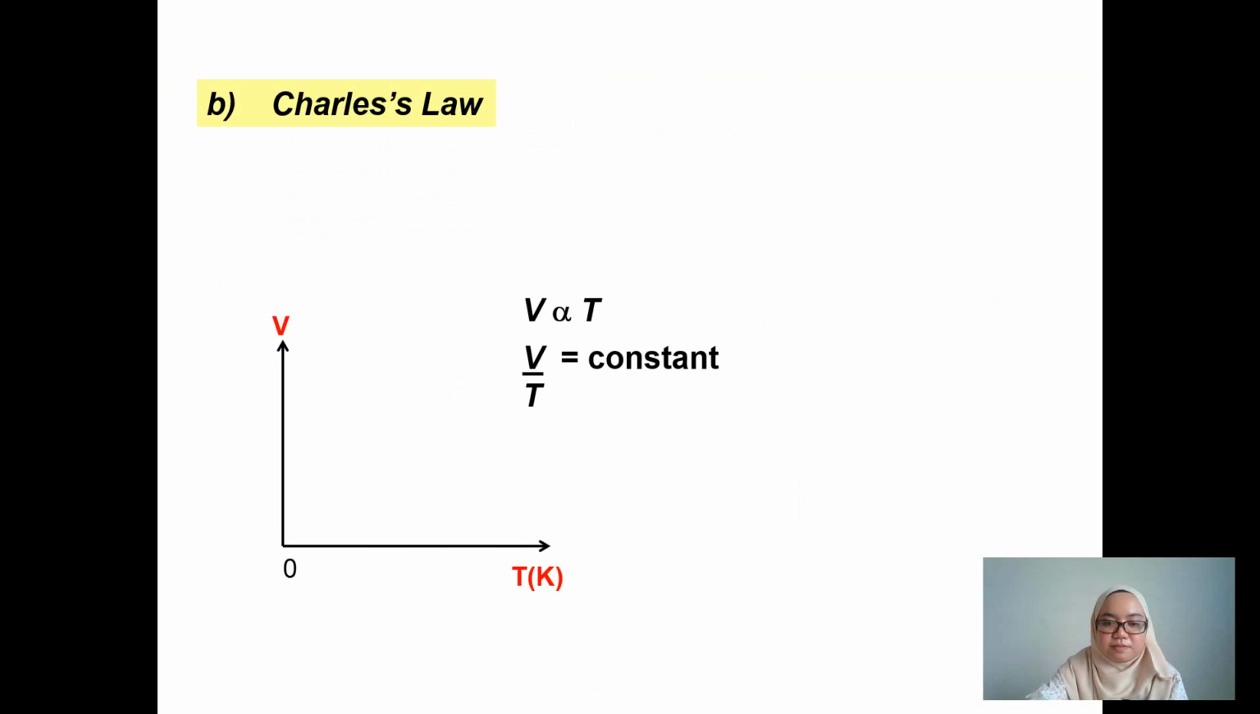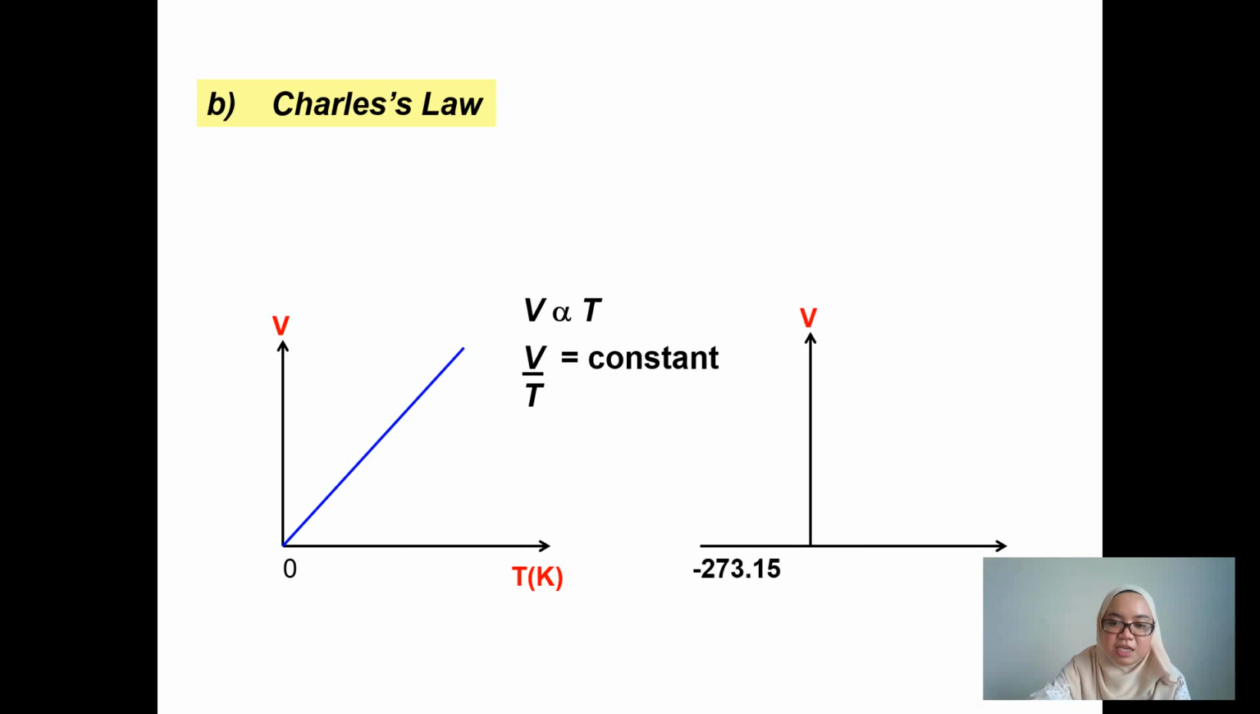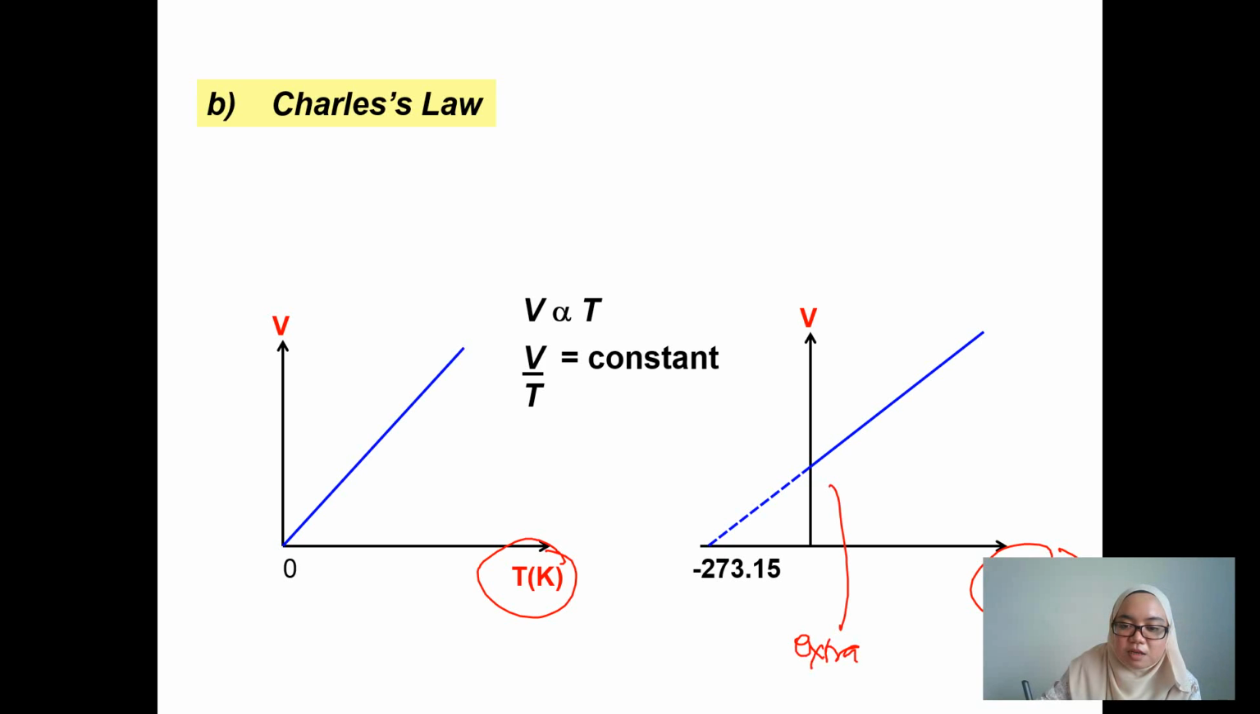So this is the graph for Charles' law. V is directly proportional to T, and this is the graph for V versus T in Kelvin. But in degrees Celsius, it has to be extrapolated.